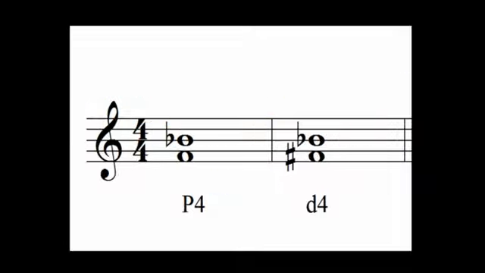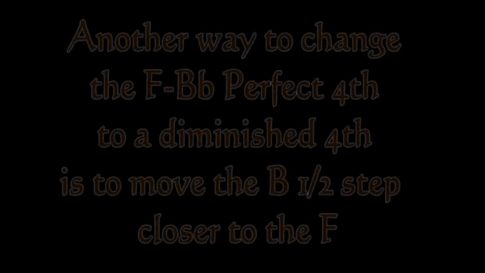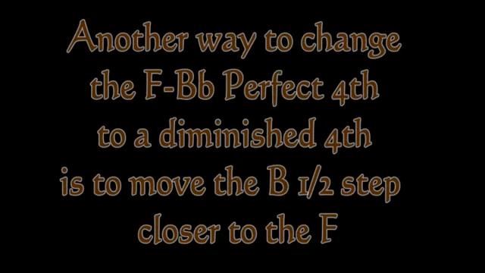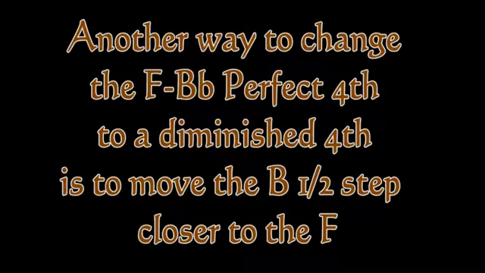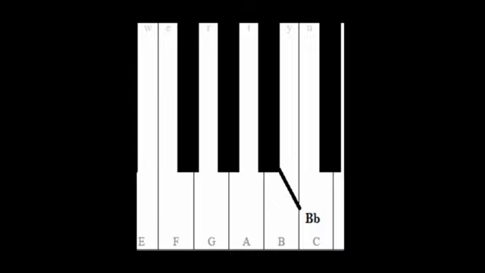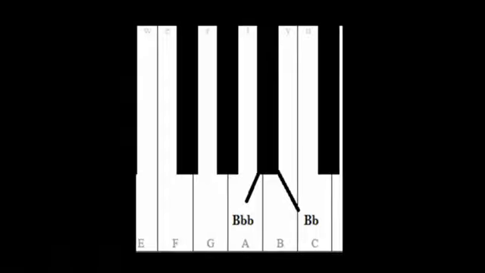Okay, what else can we do? Well, instead of changing the F, what if we change the B flat? We made that B flat come a half step closer to the F. Watch closely. So how do we make a B flat a half step smaller and still have it some kind of a B? Well, a simple answer. We make it a B double flat.